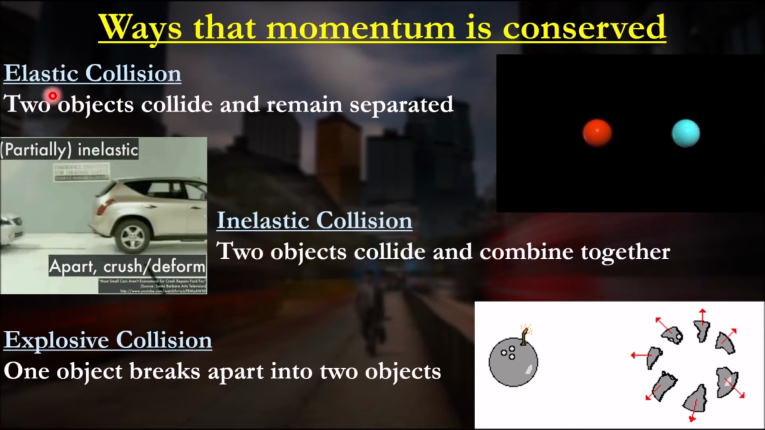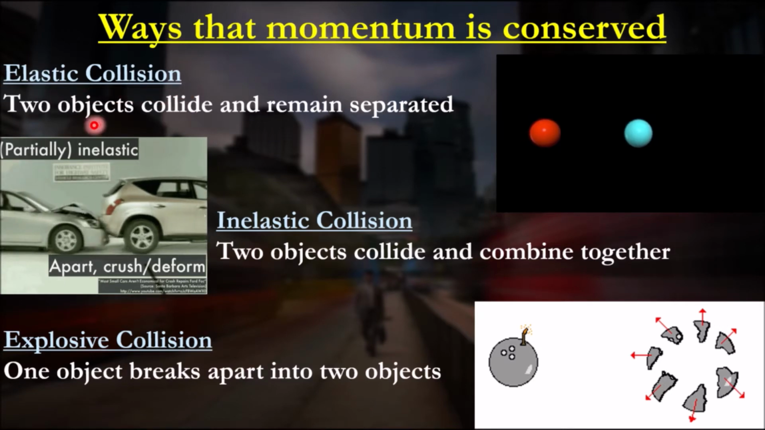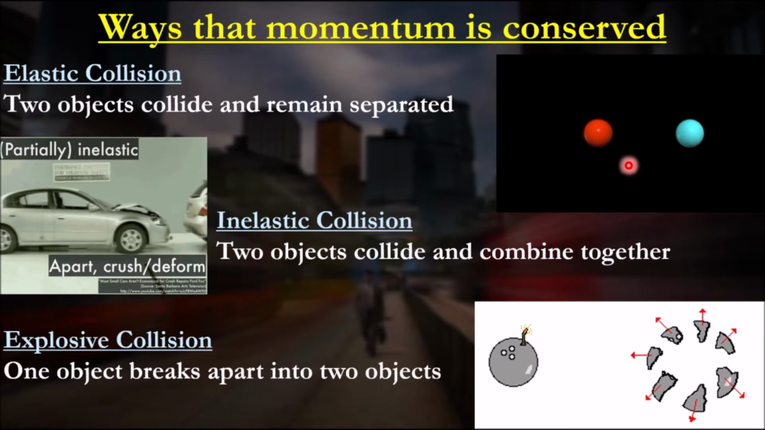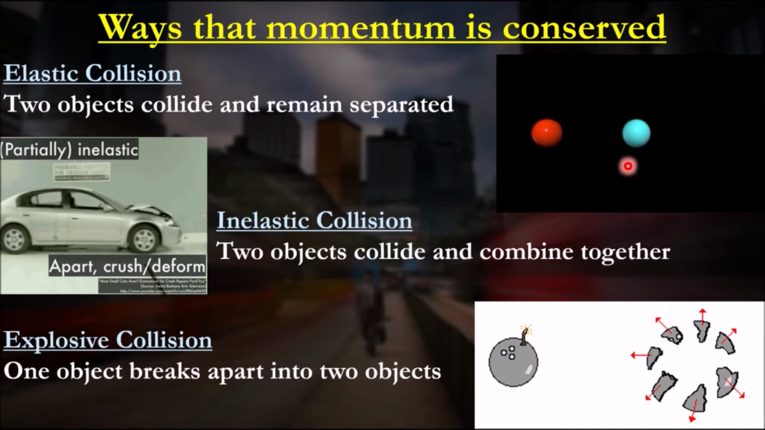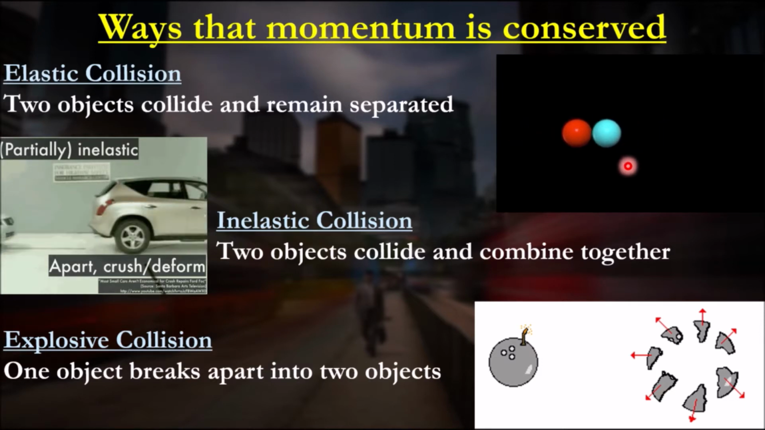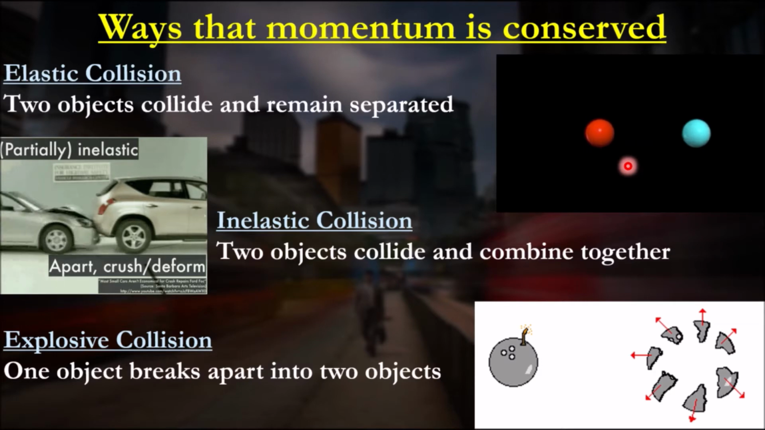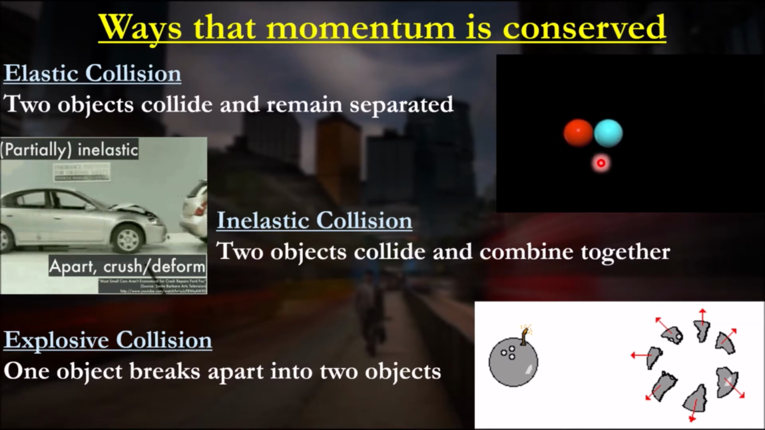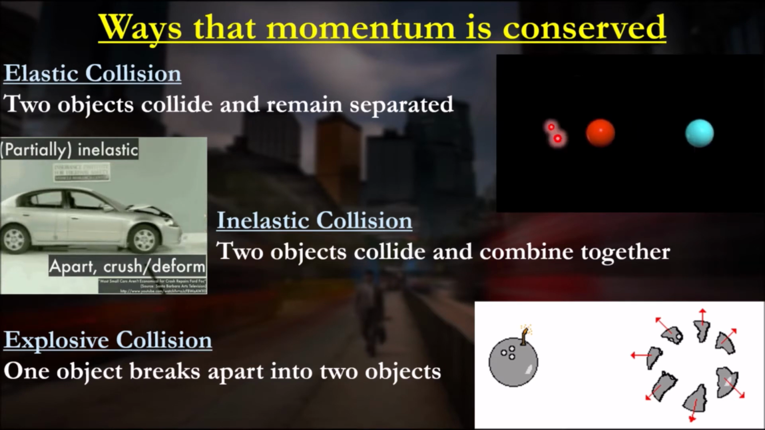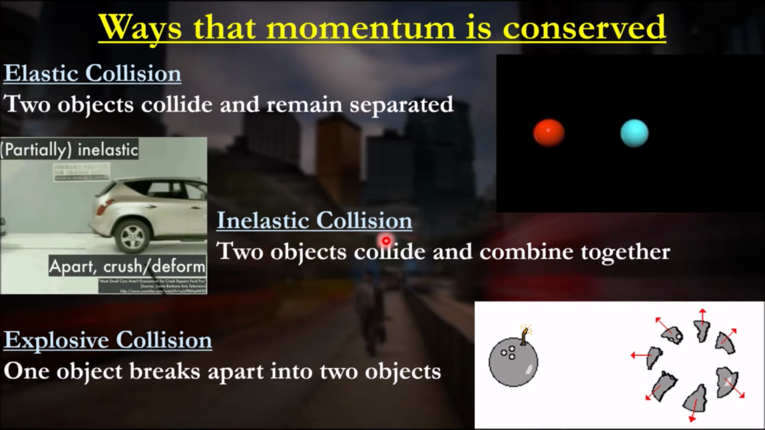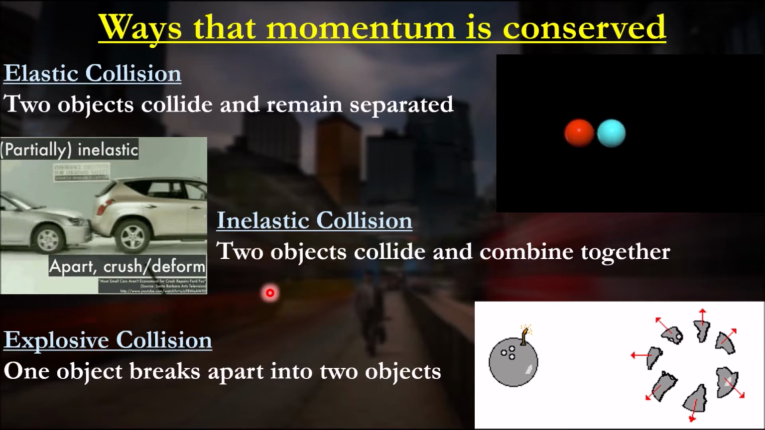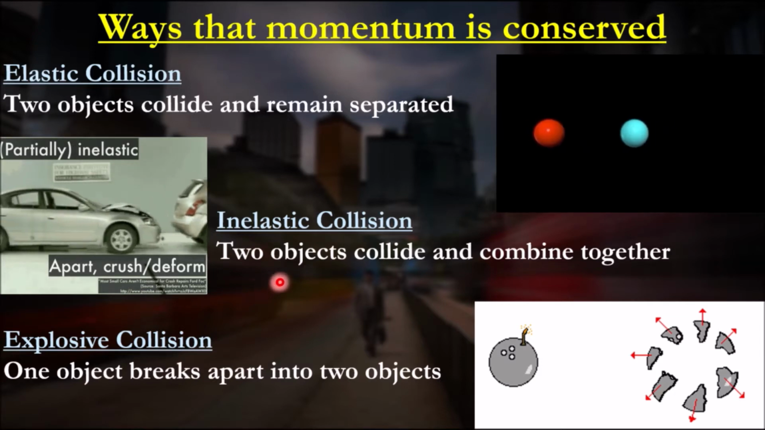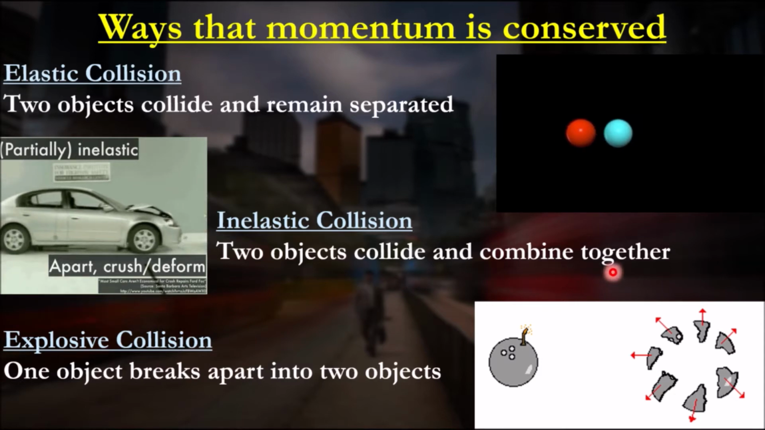The very first one is elastic collision. So that's in the scenario where two objects collide and they remain separate after collision. Now, in reality, a lot of collisions can appear to be elastic, but there is some kind of inelasticness that does happen, which we go into this one. So inelastic, or so to speak, complete inelastic collision is when two objects collide and they combine together.